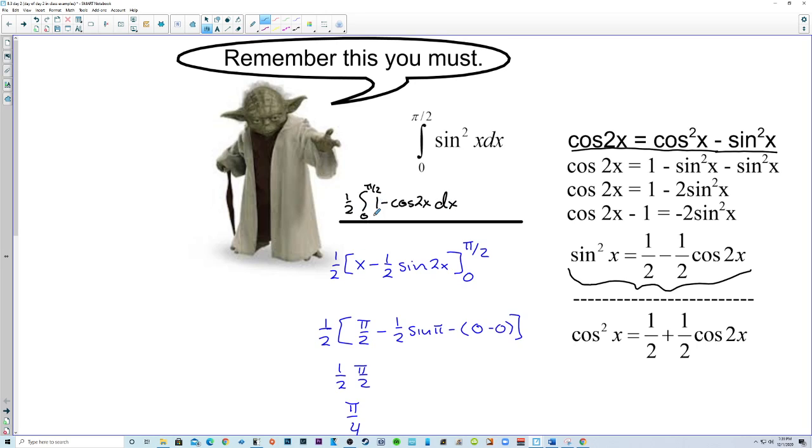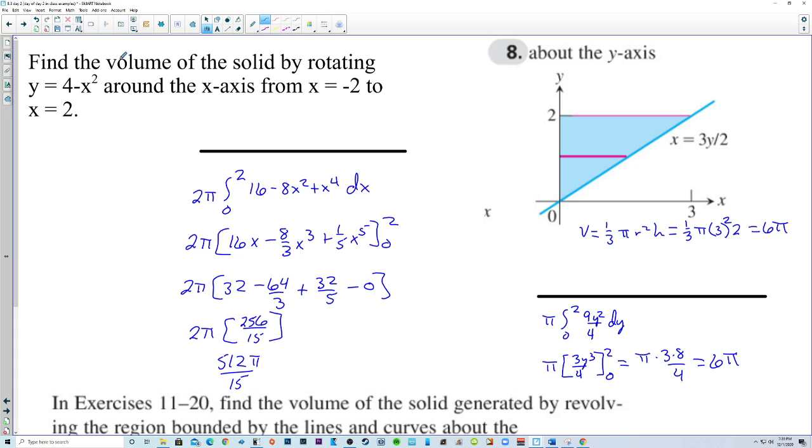And then, you know, the integral of 1 is x. The integral of cosine of 2x is sine of 2x times 1/2, because if you take the derivative, multiply by 2, that's where you're going to get that 1. And then the answer ends up being pi over 4. At this point in the class, I'm going to focus a little less on doing the integral and more just on the setup. I assume you know how to do the integral.